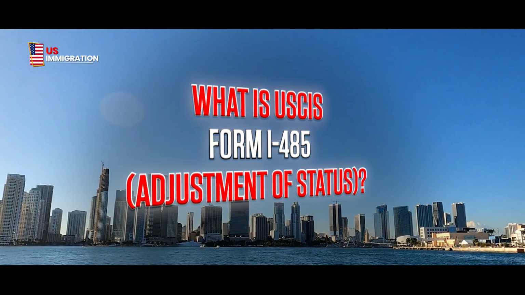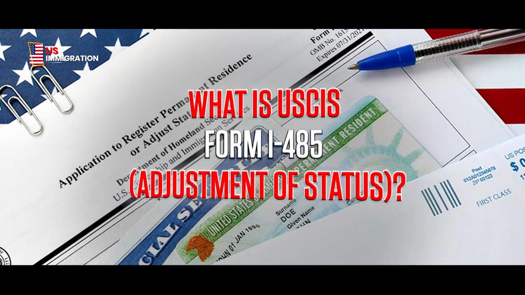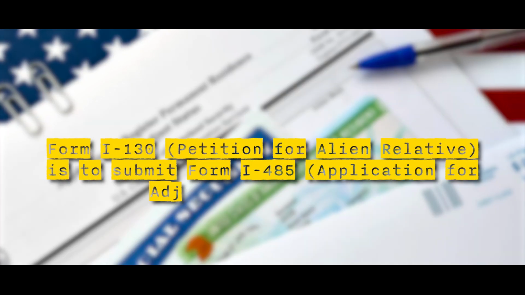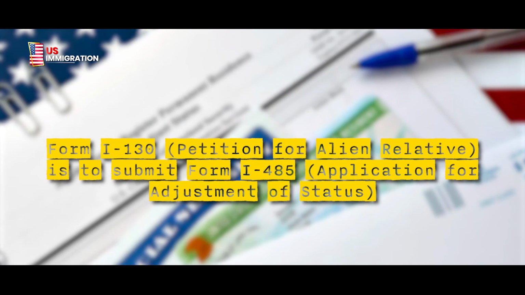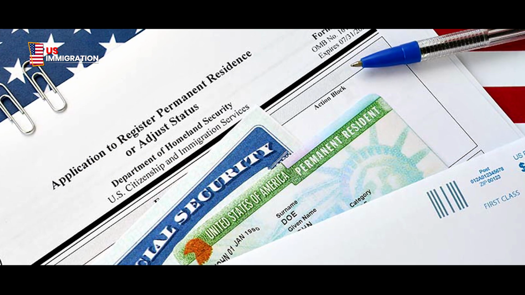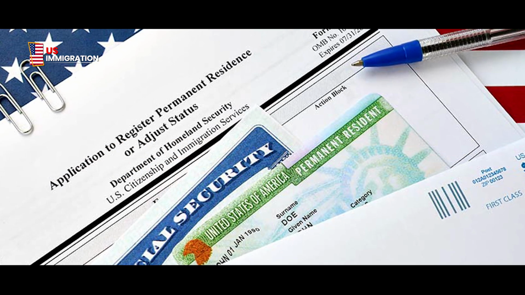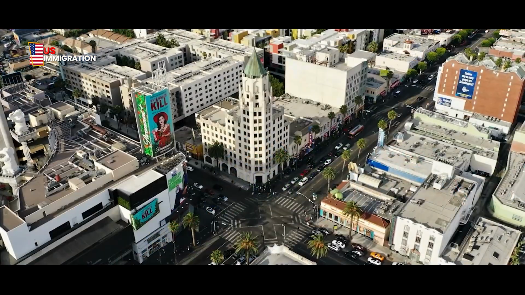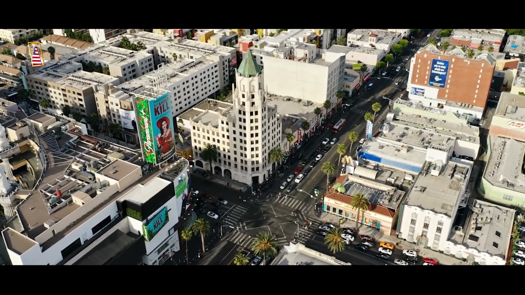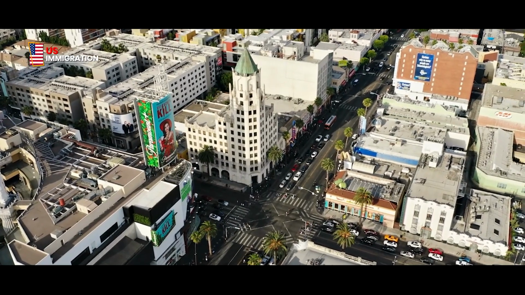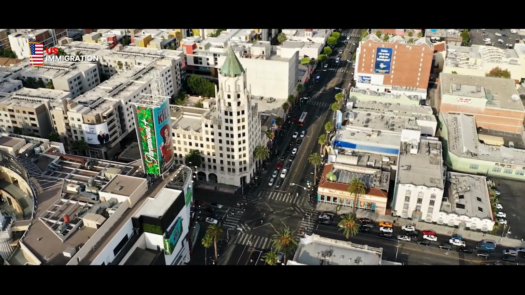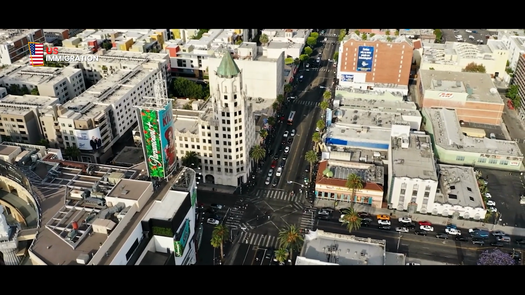What is USCIS Form I-485 Adjustment of Status? The next step in the family-based green card process after submitting Form I-130, Petition for Alien Relative, is to submit Form I-485, Application for Adjustment of Status, in the context of a marriage-based green card. The purpose of Form I-485 is to prove that the foreign spouse is eligible for U.S. permanent residency. The spouse whose signature is on the I-485 is referred to as the applicant. When the foreign husband or wife is present in the United States, it is often possible to file the I-130 and the I-485 simultaneously, a process known as concurrent filing.